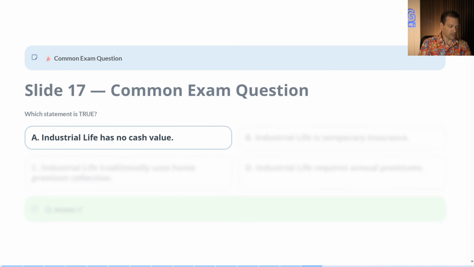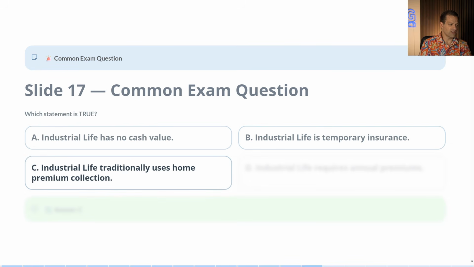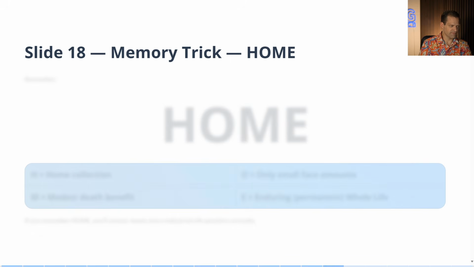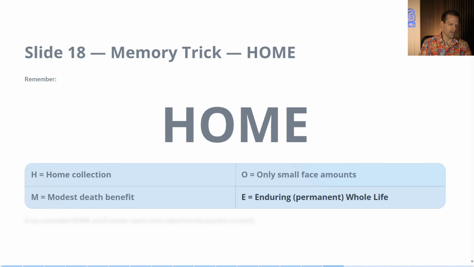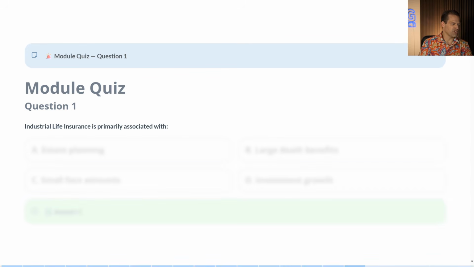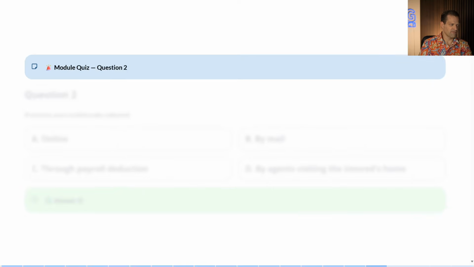And which statement is true? Industrial life has no cash value. It's temporary insurance. It traditionally uses home premium collection or requires annual premiums. The answer is C. So again, it's home, home, home, home. They stop by for home collection, only small face amounts, modest death benefit, and enduring permanent whole life insurance. I like that acronym. So again, industrial life insurance is predominantly associated with small face amounts.